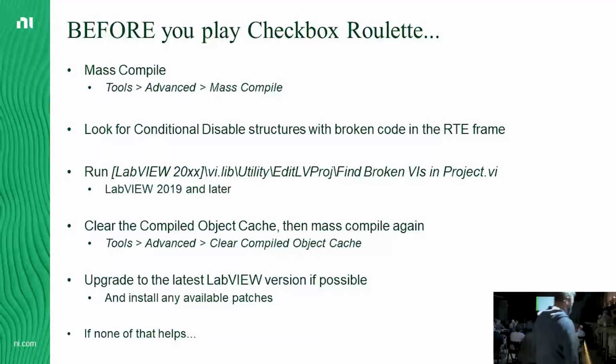There's a tool in LabVIEW. Maybe you haven't heard of it before. It's relatively recent. It's a VI called Find Broken VIs in Project. It's kind of like mass compile, but a little better in my opinion, because sometimes you might mass compile the folder that your project's in. Well, maybe your project is referencing some stuff outside that folder because you've got crosslinks. This VI is going to find broken VIs in your project.